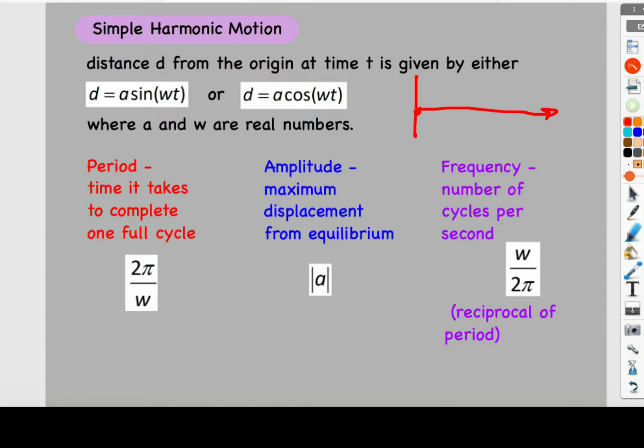And we're thinking about these graphs, where a and w are real numbers. Where a would be the measure of the amplitude. So a would measure how high or how low we might go. And w, on the other hand, is helpful in that measurement of what we call the period, and also applies to the frequency. We'll talk about that in a second here.